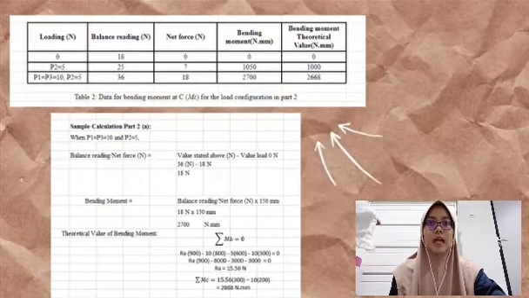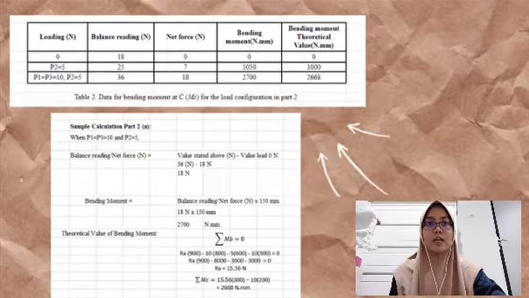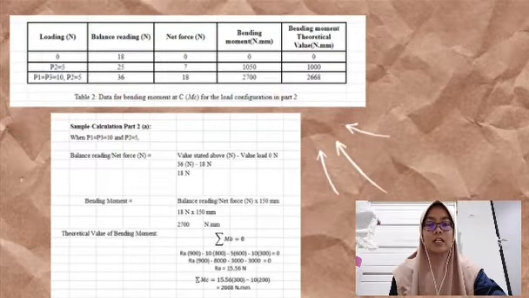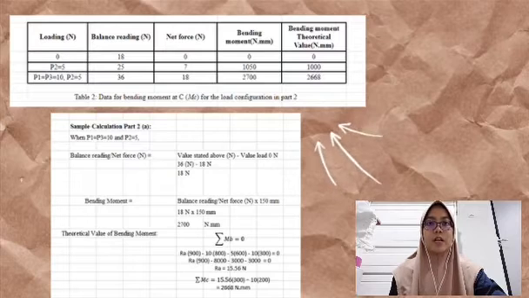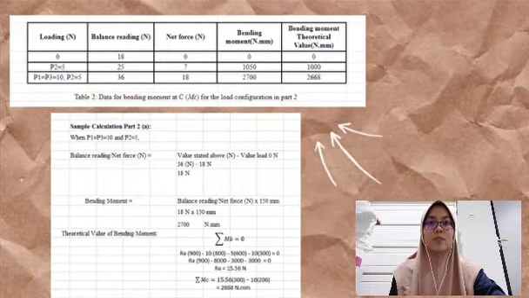To calculate RA, we put the sum of moments about B equal to 0, and we get RA as 15.56 Newton. To calculate MC, RA multiplied by 300 minus 10 multiplied by 200 equals 2668.